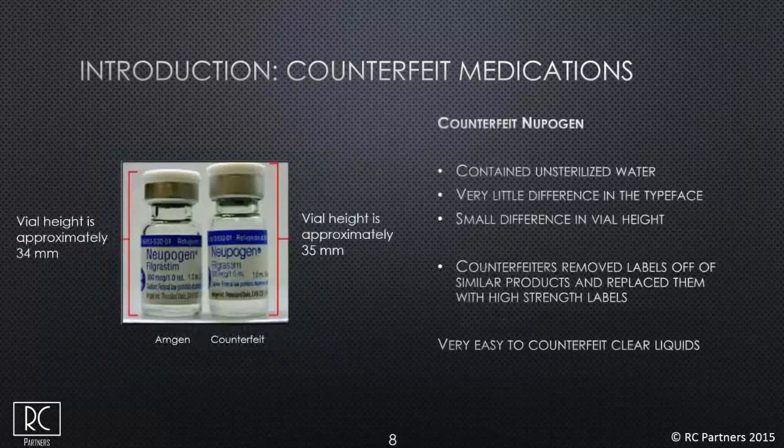To give you an idea of what they were doing, this is an example of Neupogen, which is, you see on the left, Amgen's product, and also the counterfeit product next to it. Very close. You really have to know a lot about that label, a lot about the bottle size. I don't know that you'd even pick up on any of this if you were a clinician. The fact that there's a 1 millimeter height difference between those two bottles, I doubt anyone would even notice that, and indeed they didn't. Very little difference in the typeface.